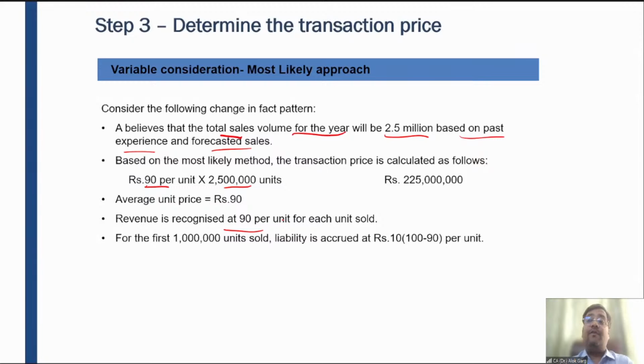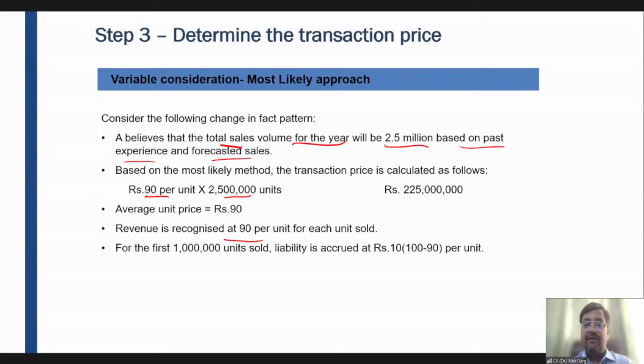But sir, for the first 10 lakh units, probably we had received 100 rupees per unit. So in that case, refund liability has to be accrued for 10 rupees per unit. So bank account debit at the rate of 100 rupees per unit, to revenue at the rate of 90 rupees per unit, to refund liability at the rate of 10 rupees per unit. So this is how this accounting of transaction price has to be done. Is it clear, friends? I hope it is clear to everyone.